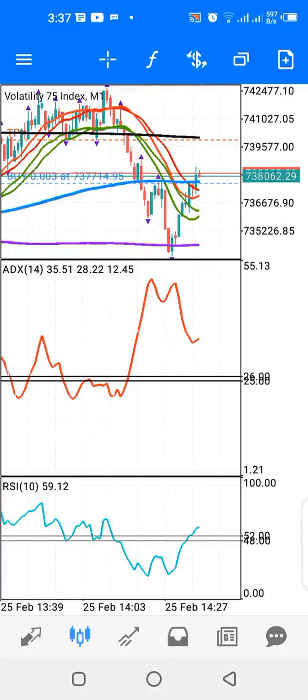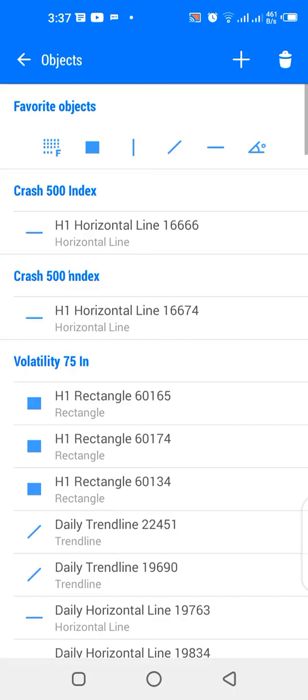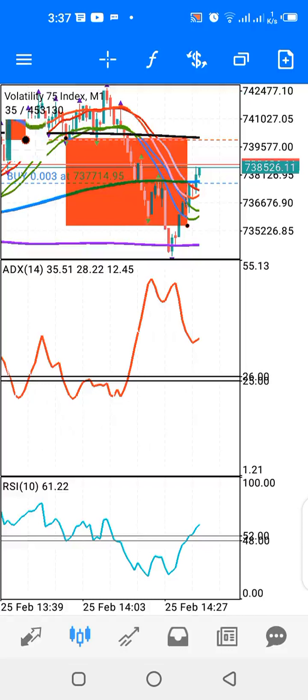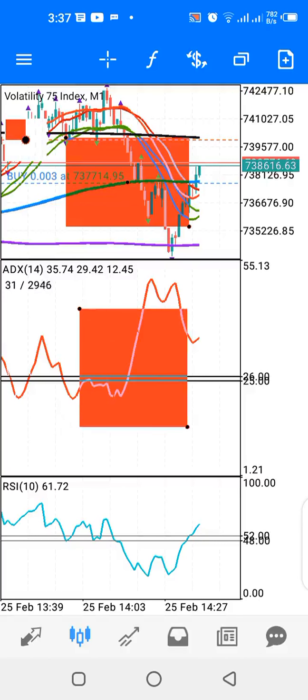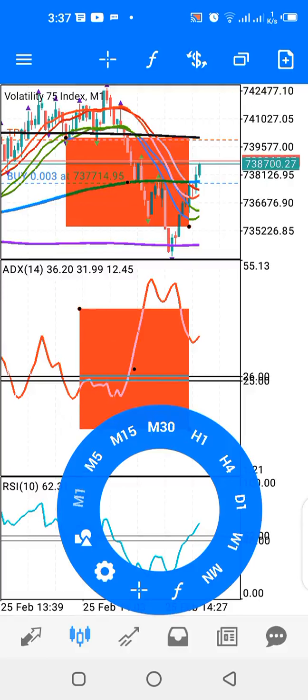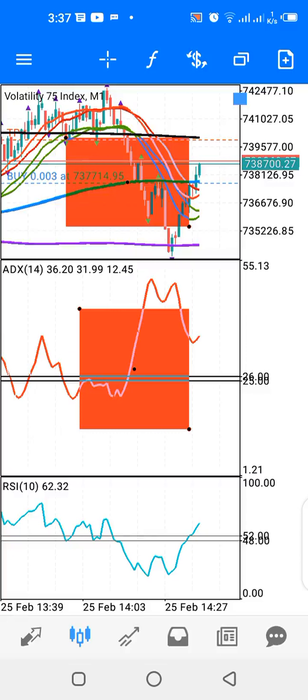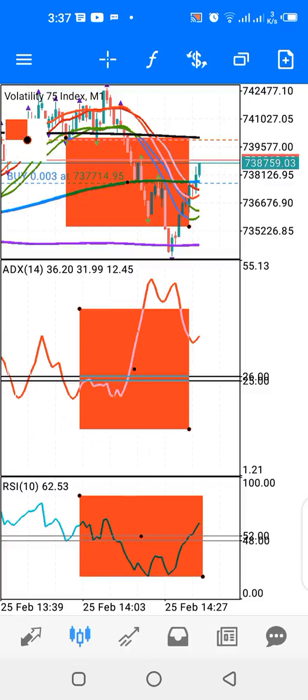Today we'll be looking at how you can trade volatility 75 index on 1 minute time frame. I have three windows on my screen. I have the main chart, and this is indicator window 1. This is indicator window 2. All right, so three windows.